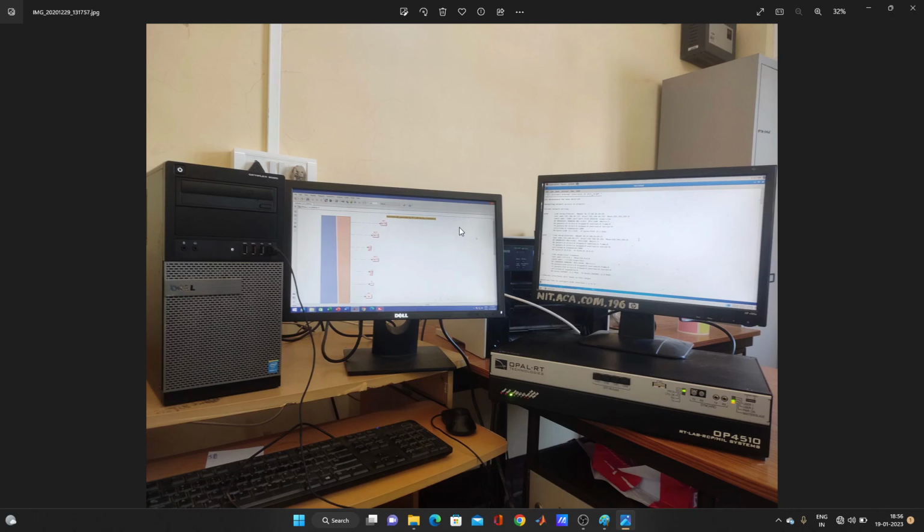So that's it guys. It is just a small view of how the real-time simulator can be, and here no hardware is connected. Okay, hardware can be connected also.